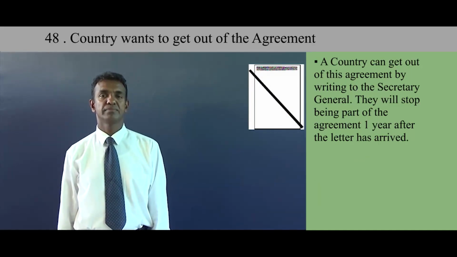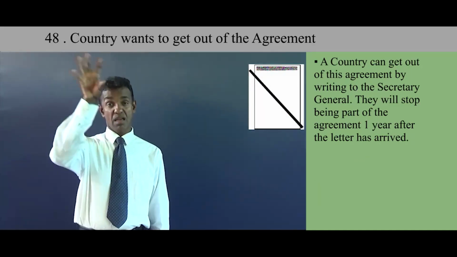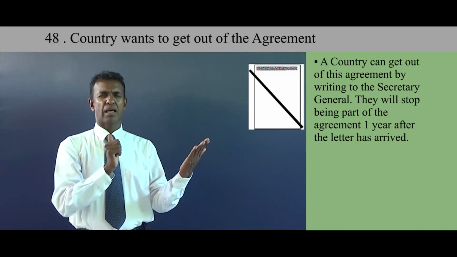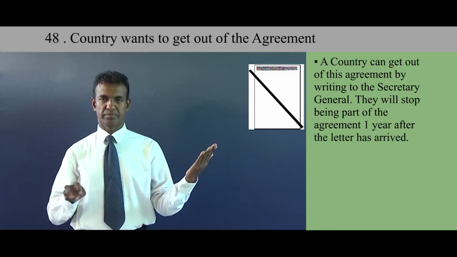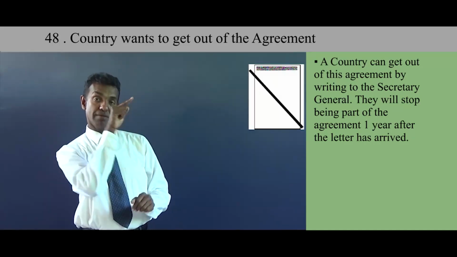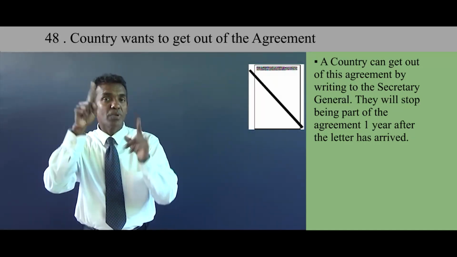A country can get out of this agreement by writing to the Secretary General. They will stop being part of the agreement 1 year after the letter has arrived.